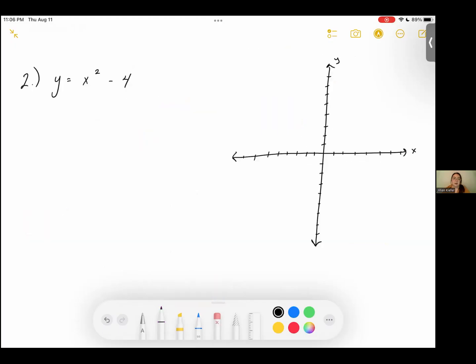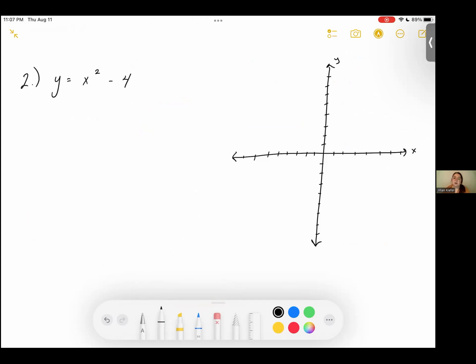All right, so here we have problem 2. We've got y is equal to x squared minus 4, and we have our coordinate plane here as well. We want to graph this equation. We also have to identify the x and y intercepts. In order to graph this equation by hand, because that's really what we're going for here, we want to graph it by hand and then just check with Desmos.